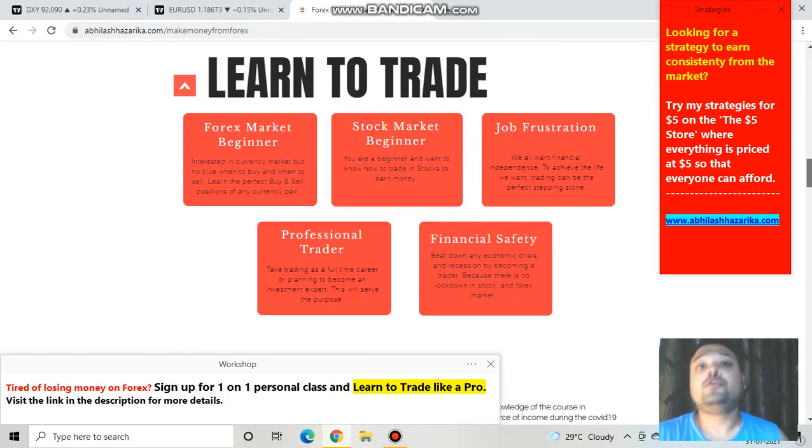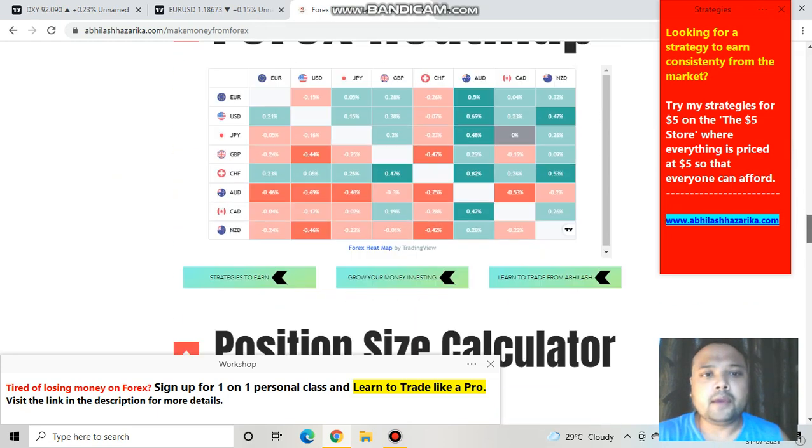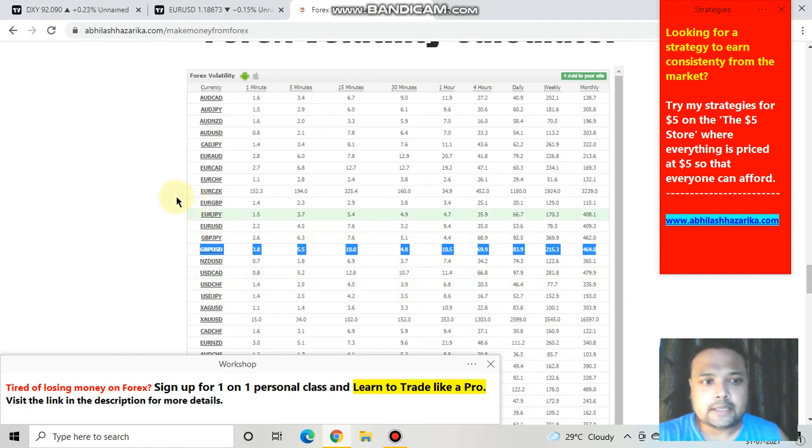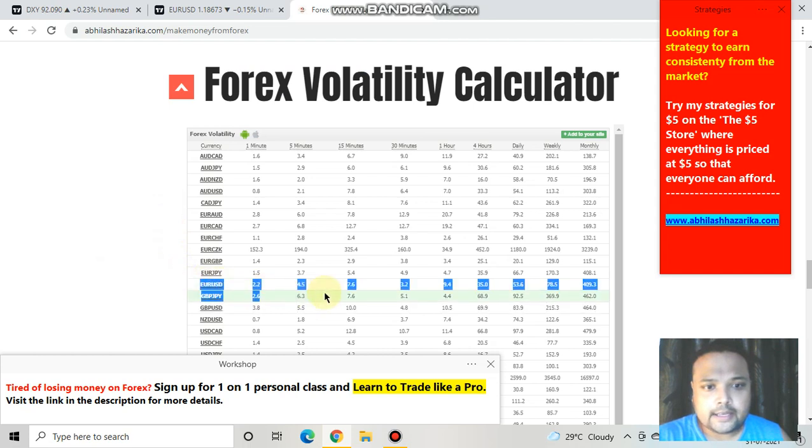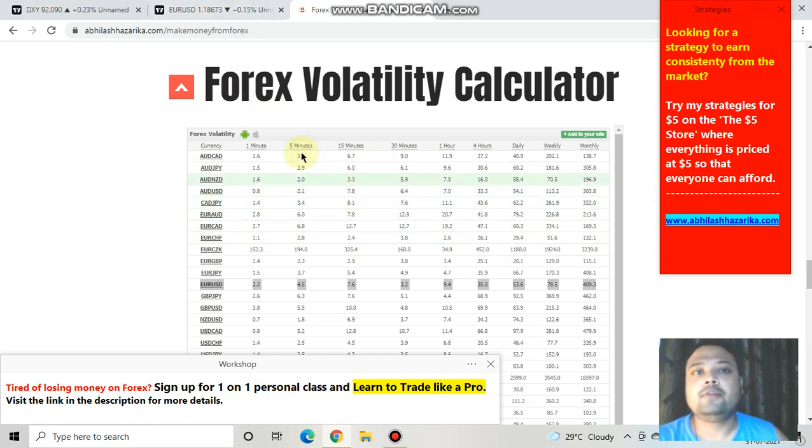And if you want to know how much volatility or movement or profit you can make from Euro USD, then you need to come down to the Forex volatility calculator. Here you can see this is Euro USD. On the 15 minutes chart, you can expect a volatility of 7 pips. In 30 minutes, it has come down to 3 pips. In the 1 hour chart, you can only expect a movement of 10 pips, and in the 4 hour chart, 35 pips. In a daily chart, you can expect 53 pips. So this is the volatility of Euro USD, or the profit you can make from the chart of Euro USD.